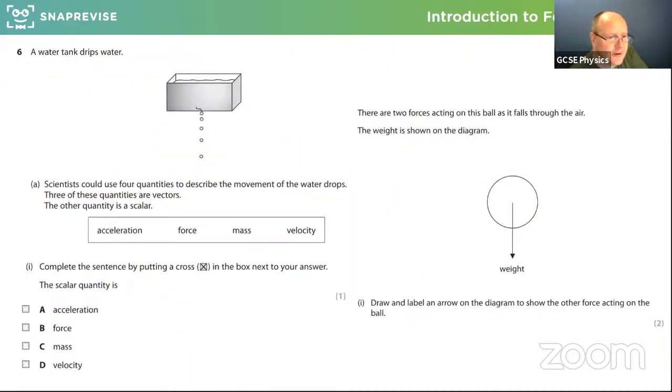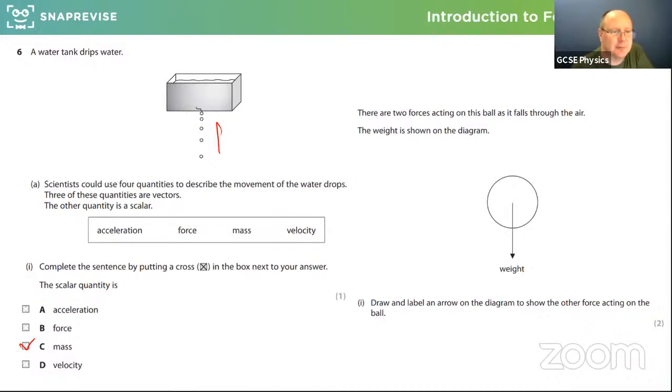That one's rather, no, we can probably do this one quite quickly. Let's have a look. So a water tank is dripping water there. Scientists use 4 quantities to describe the movement of water drops. 3 of them are vectors and 1 is scalar. So which one is scalar? Is acceleration scalar? Is force scalar? Is mass scalar? Is velocity scalar? Which one's the answer? And we've got mass. Brilliant. Correct. So yeah, mass is the scalar quantity.